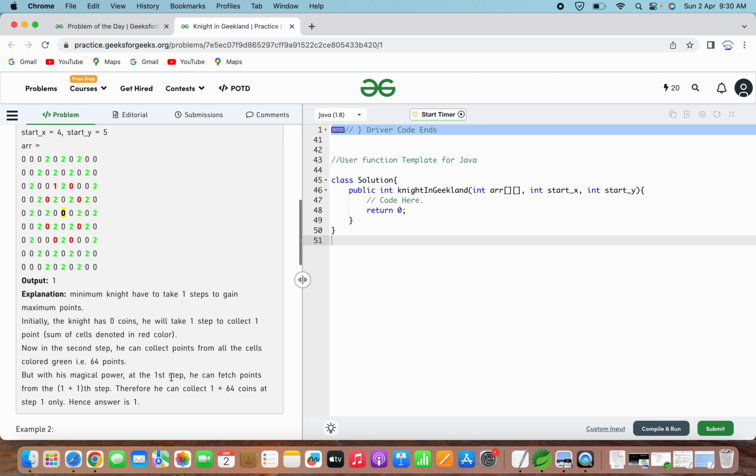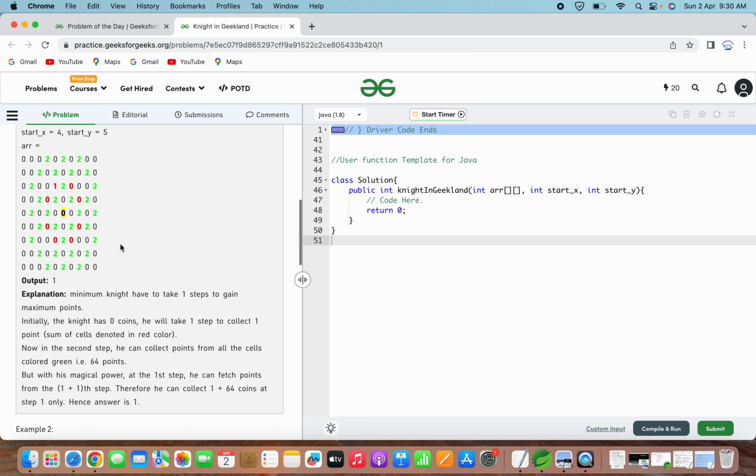But with his magical power, at the first step, he can fetch the points from the i plus 1 step. He is at the ith position and getting that i coin in the first step, so he can move to all of those subsequent positions and fetch them. I'll go through it again: with his magical power, at the first step, he can fetch the points from the i plus 1 step, that means the second step. Therefore, he can collect 1 plus 64 coins in one step only. Initially, for the first step, he will just get one coin. But since he has got one coin, he'll be able to move to all 64 points without actually making a move, with his magical power.